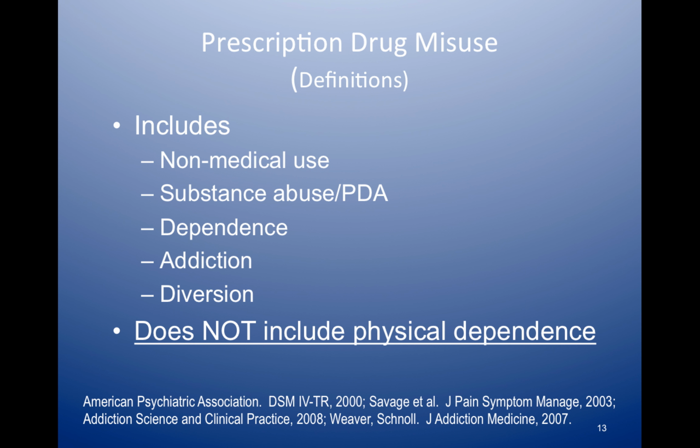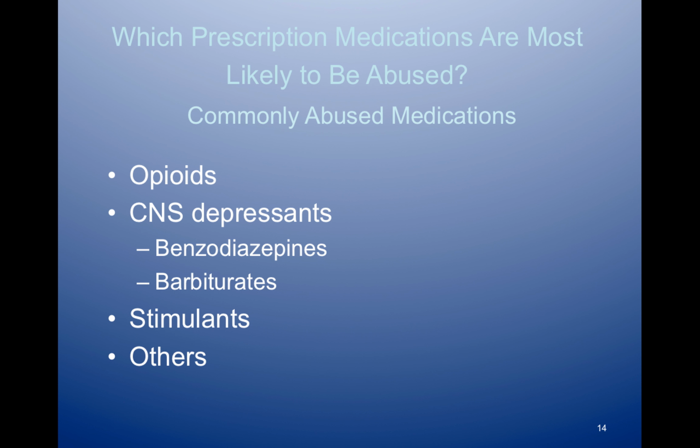So, what is prescription drug misuse? Seems pretty straightforward. Non-medical use of a prescribed substance: substance abuse, dependence, addiction, diversion. It does not include physical dependence, because if you're getting opiates for pain or benzodiazepines for anxiety, you can easily become physically dependent, but it doesn't mean you're misusing those opioids or benzodiazepines. It's the non-medical abuse. It's the substance abuse. It's the non-medical use with dependence, addiction, and diversion that are the hallmarks of prescription drug misuse.